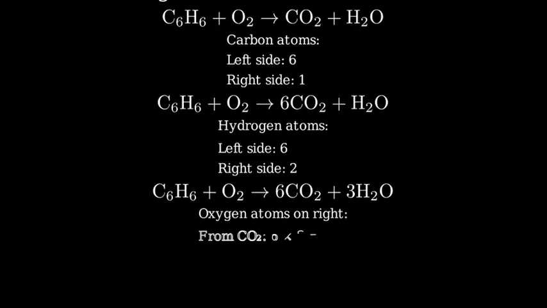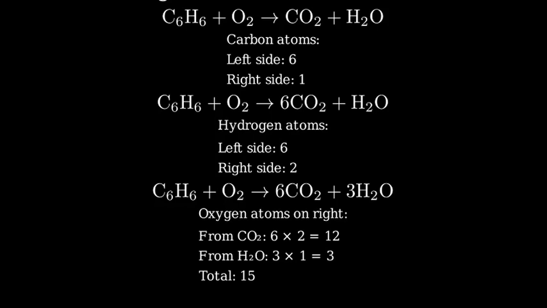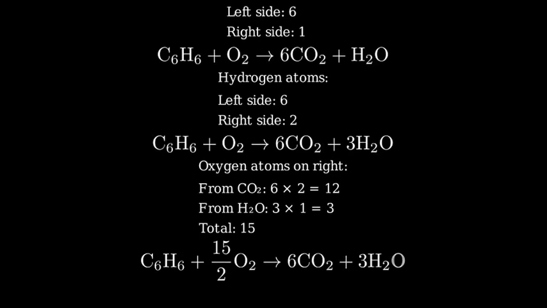On the right side, we have 12 oxygens from the 6 CO2 molecules plus 3 oxygens from the 3 water molecules, giving us 15 oxygen atoms total. On the left side, we need 15 oxygen atoms, which means we need 7.5 O2 molecules. To eliminate the fraction, we'll multiply all coefficients by 2.